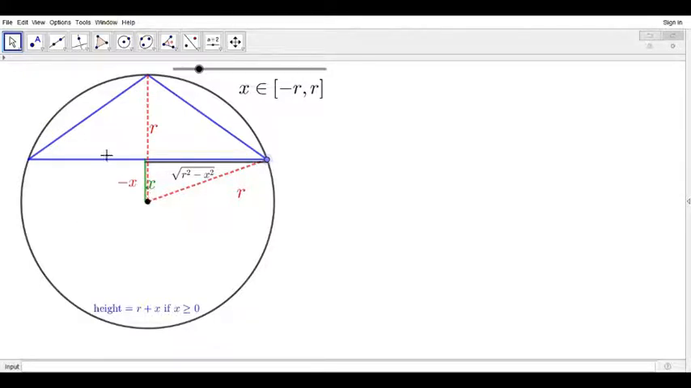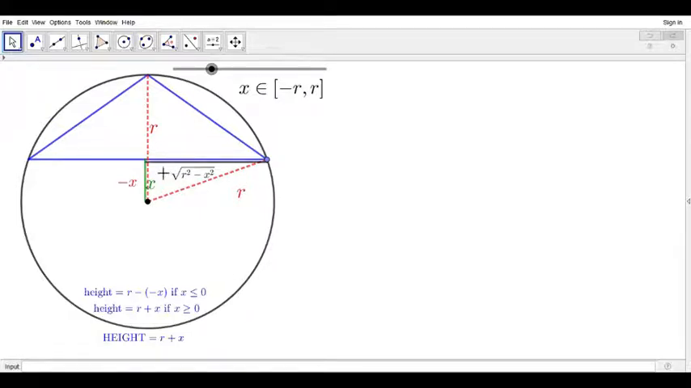And then let's go back to the blue triangle. What then would its height be? Its height would be this red radial segment less the length of this green segment. So what remains, as I'm tracing, is going to be the height of our blue triangle. Therefore, the height in that case would be r minus the length of this green segment, negative x, if x is less than or equal to 0.